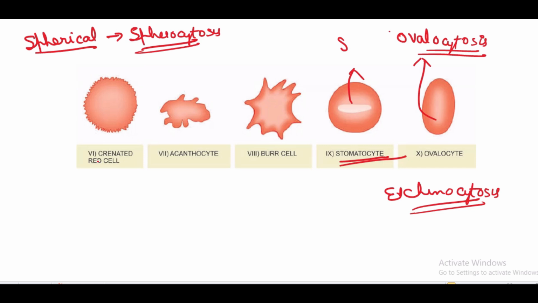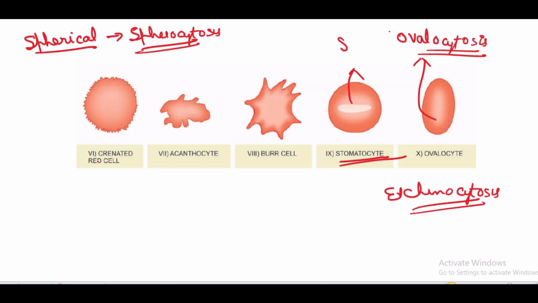The amino acids make up the globin part of the hemoglobin. The hormone erythropoietin regulates red cell production. Other hormones are thyroxine and androgens, which also play a role in red cell production.